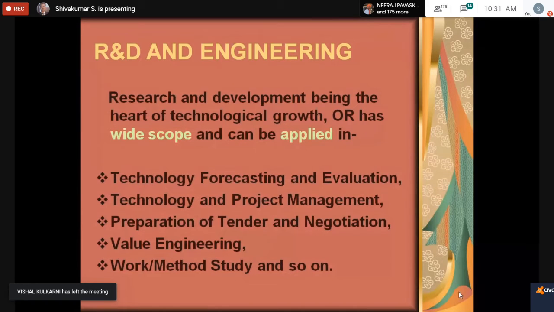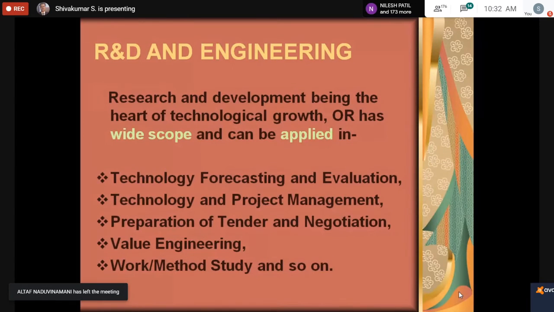If you could refer to some IIT websites, go to IIT Chennai and refer to some of the articles related to technology management. I'm just talking about technology management. So: technology forecasting and evaluation, technology management and project management, preparation of tender and negotiation, value engineering, work or method study, and so on.